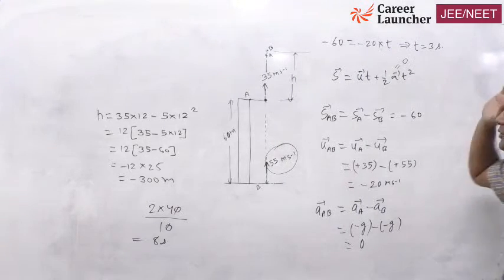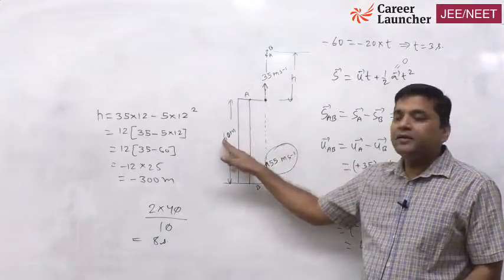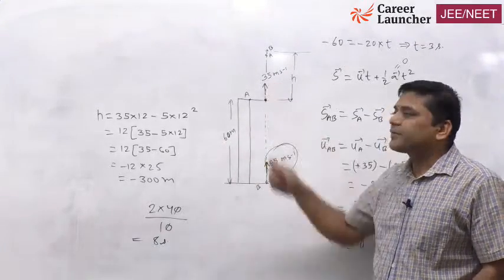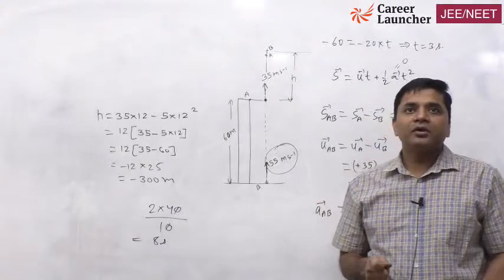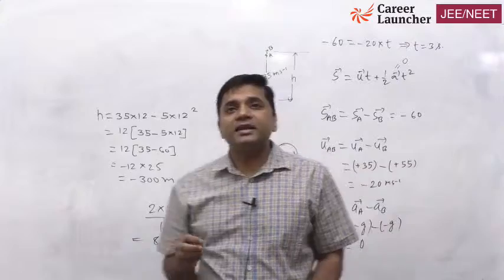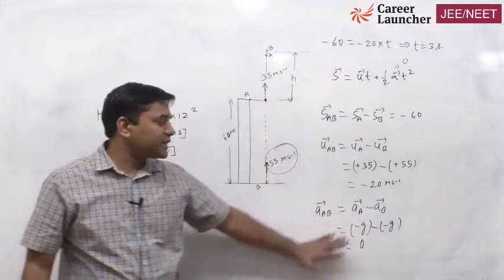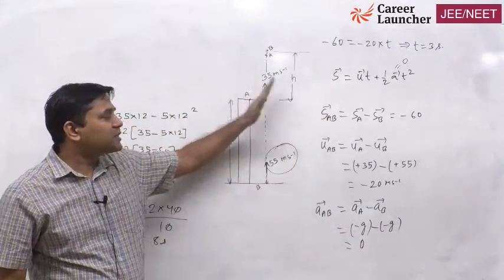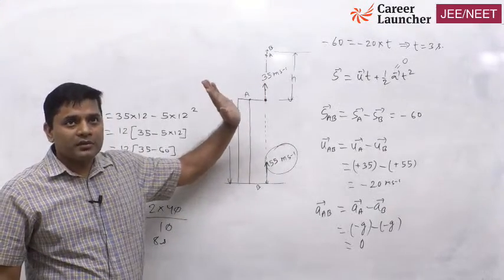Okay, so mentally you have to solve like this: 60 divided by 55 minus 35, which is equal to 20. So 60 by 20 is 3 seconds. Okay, so you don't need to write all these things. So from now onwards, if I'm giving a question, you mentally solve it and solve like this.